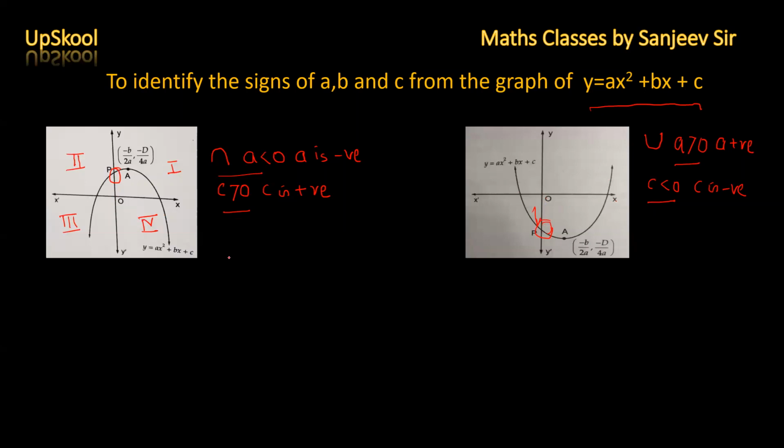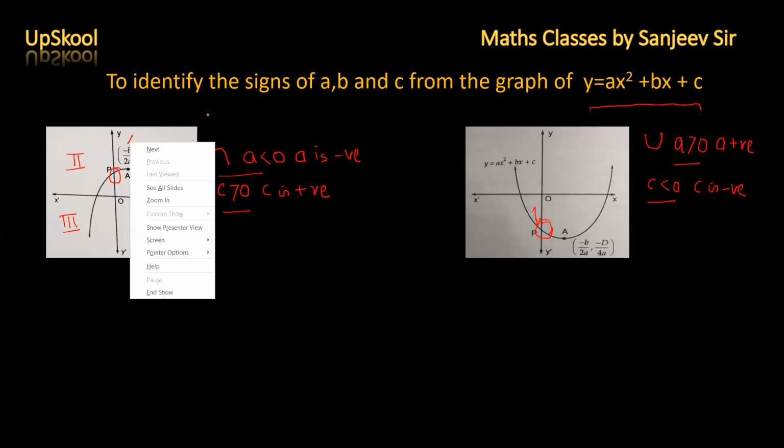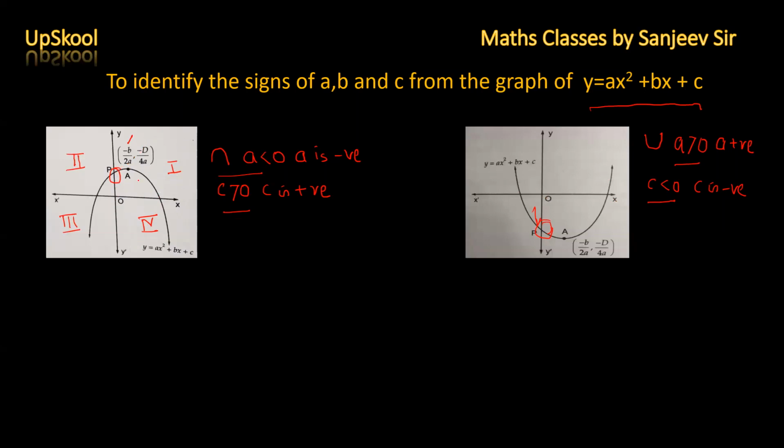To understand the sign of b, we will discuss first the vertex of the graph. If the parabola is opening downwards, the vertex is the highest point on the graph. If it is opening upwards, it is the lowest point on the graph. Also, you can remember it like this: at the vertex, the direction of the parabola changes.